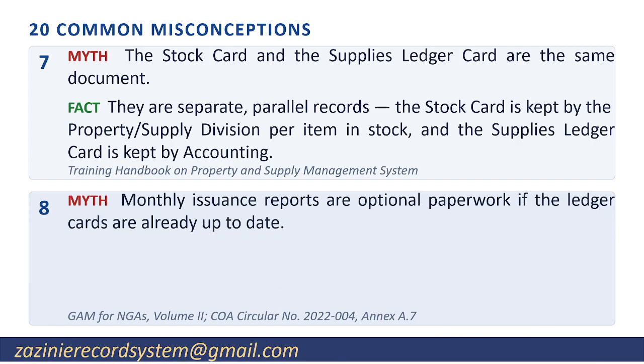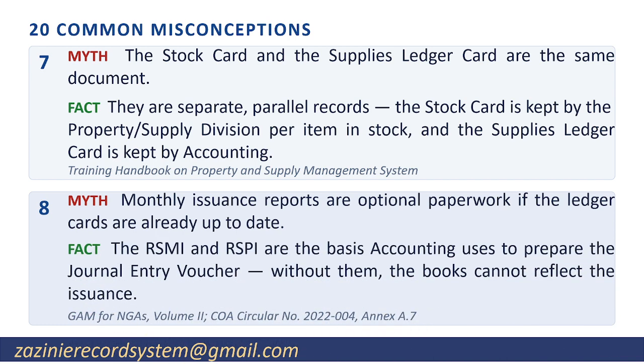Myth. Monthly issuance reports are optional paperwork if the ledger cards are already up to date. Fact. The RSMI and RSPI are the basis accounting uses to prepare the journal entry voucher. Without them, the books cannot reflect the issuance. Next slide.